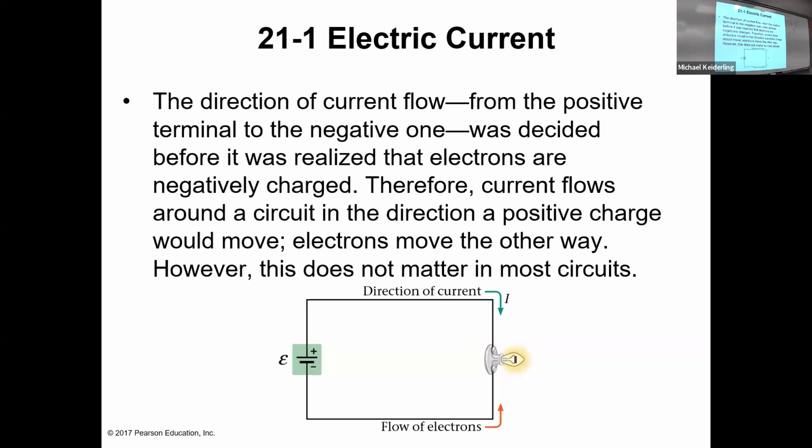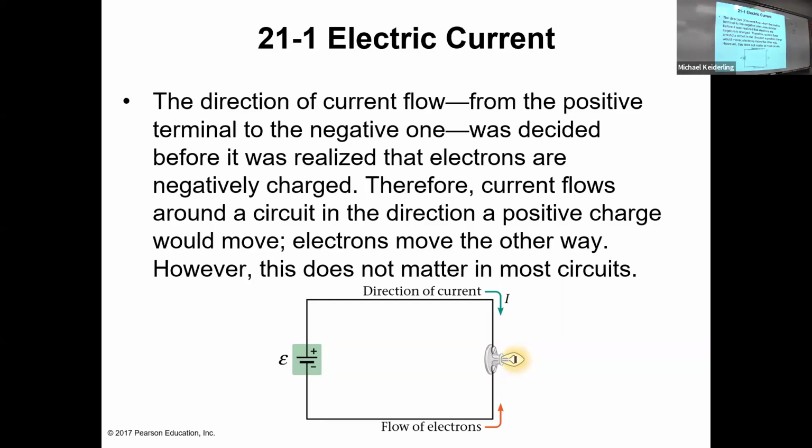And then the electrons are negatively charged. Therefore, current flows around a circuit in the direction a positive charge would move, while the actual moving particles are moving in the opposite direction. Because of history. Benjamin Franklin's fault, actually, if I remember correctly.